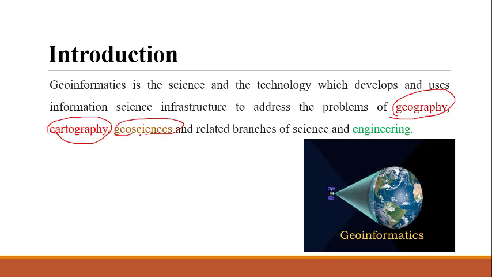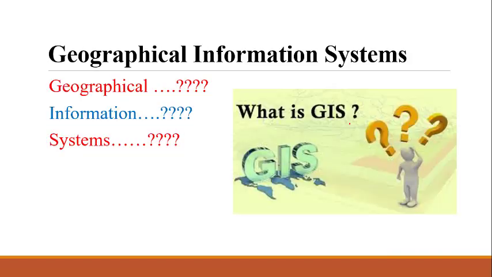Geosciences are different kinds of sciences, that is geological sciences, mining sciences, and hydrology, etc. And the other related branches of sciences, that is biological sciences and health sciences, and for engineering purposes, that is civil engineering, electrical engineering, and other types of engineering, geoinformatics can be used.